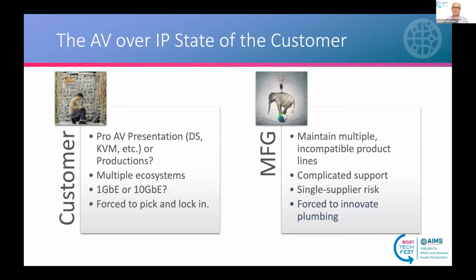This complicates support, and manufacturers are also basically at the mercy of a single supplier if they pick one of the more interoperable options out there. The bottom line is the whole industry continually innovates on the plumbing, on the basics of AV over IP. So we find ourselves competing on the last 5% or 2% of the system, instead of coalescing around one option and innovating at higher layers.